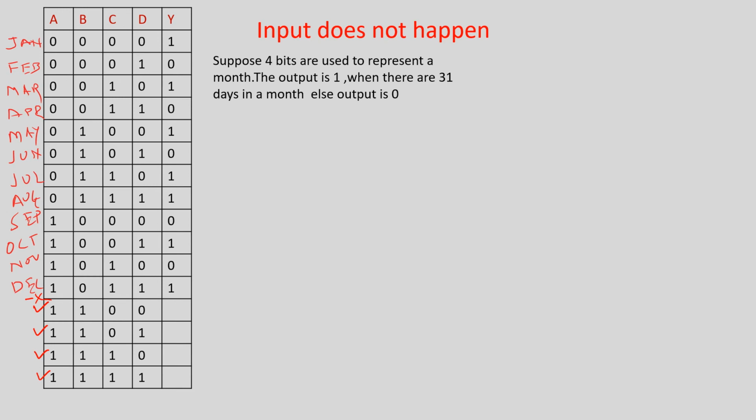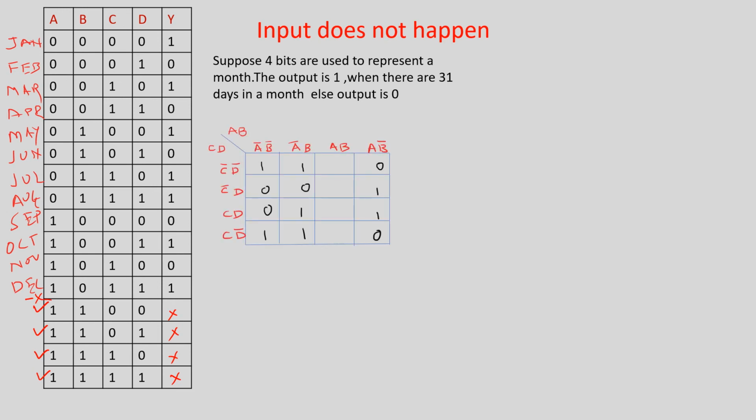The output written for these conditions is known as don't care. That means the output can be 0 or the output can be 1. It doesn't make any difference because these conditions are not going to happen. Let us see the K-map for the truth table. The 4 squares are kept blank, and in these blank 4 squares we will put don't care.